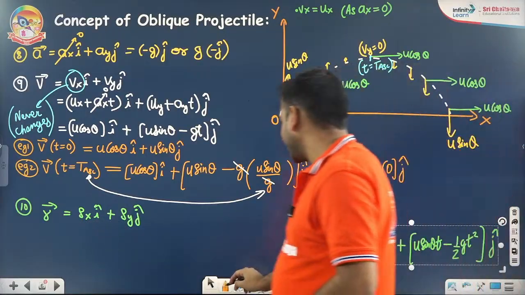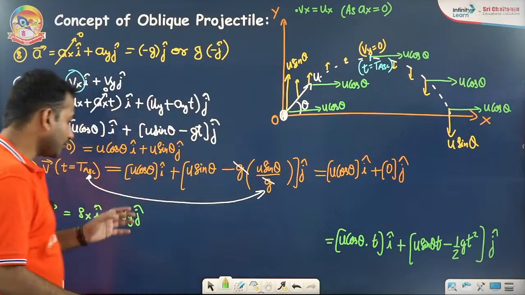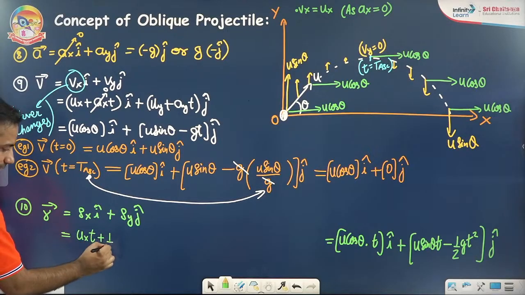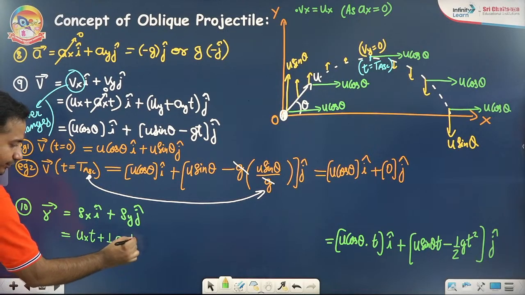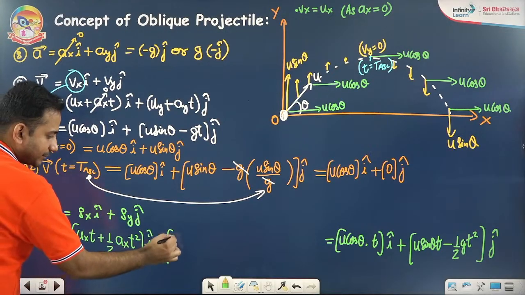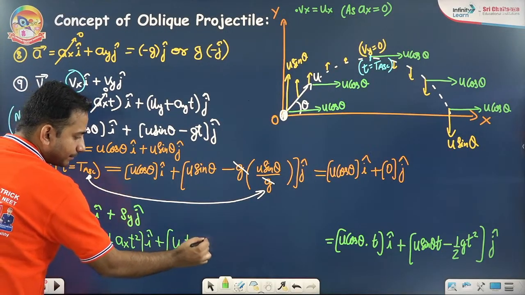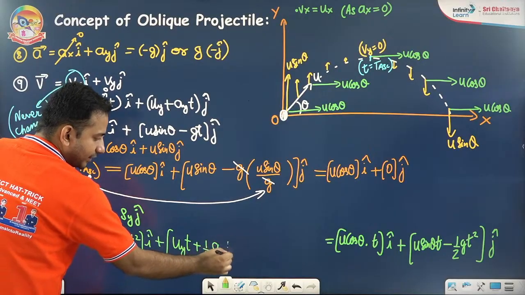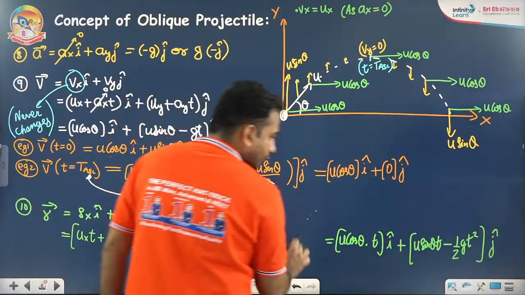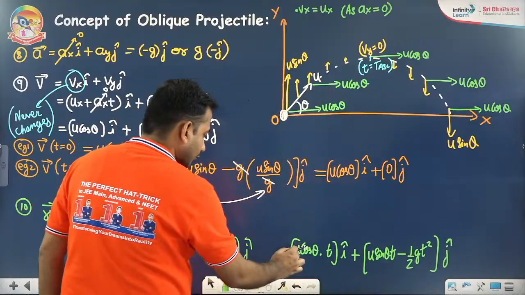I'll apply the second equation of motion in both the axes. See, sx you can write as ux into t plus half ax into t square. This much is in i cap. Similarly, uy into t plus half ay into t square. This much is in j cap. Now see that carefully. That's what you got here.